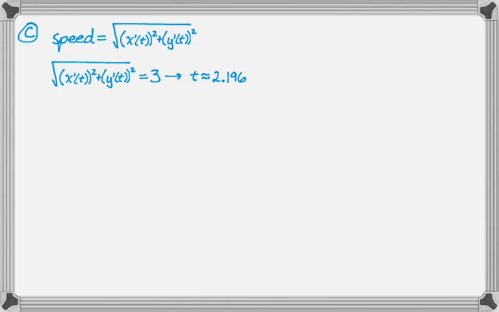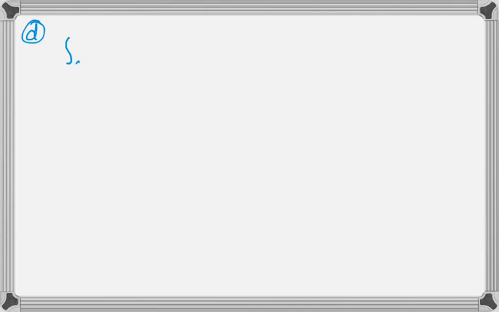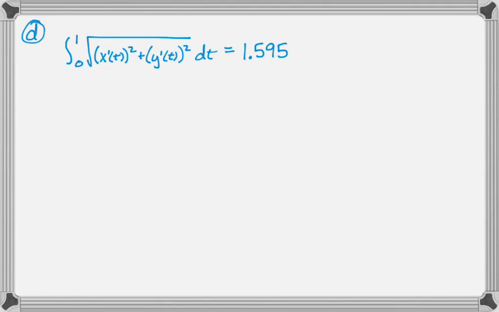And finally, part D, total distance traveled. So total distance traveled is just the integral of the speed. So it's the integral from 0 to 1 of the square root of x prime squared plus y prime squared. And my calculator says that's 1.595.